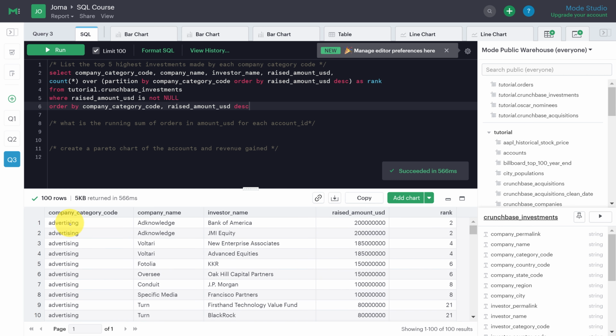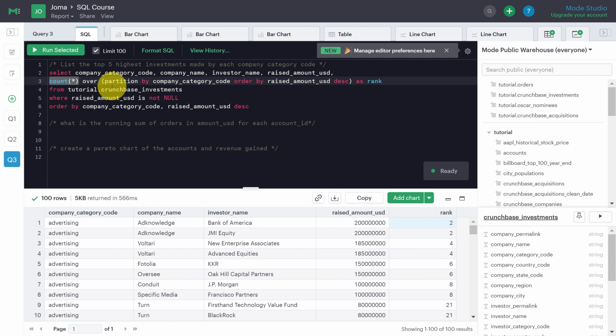So as you can see in here, what happens is you don't have any rank 1, and the reason why is because there are multiple of the same amount. So Bank of America and JMI Equity, they both invested $200 million to add knowledge. And so that's why you have 2 rank 2s. But I do want to know just top 5s, right? So I want one of them to be rank 1.